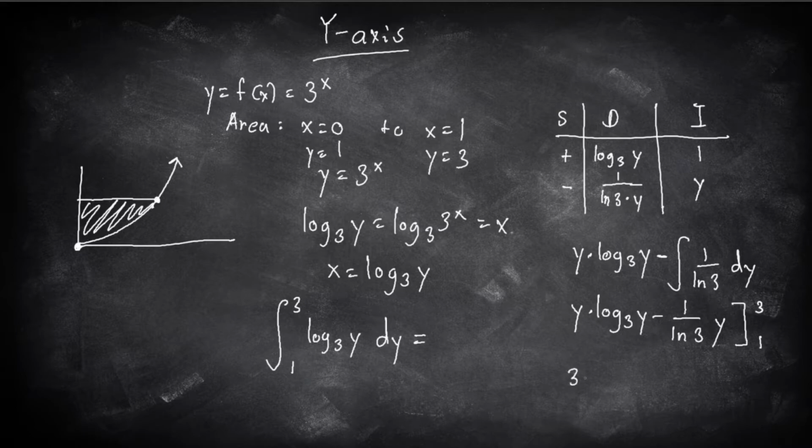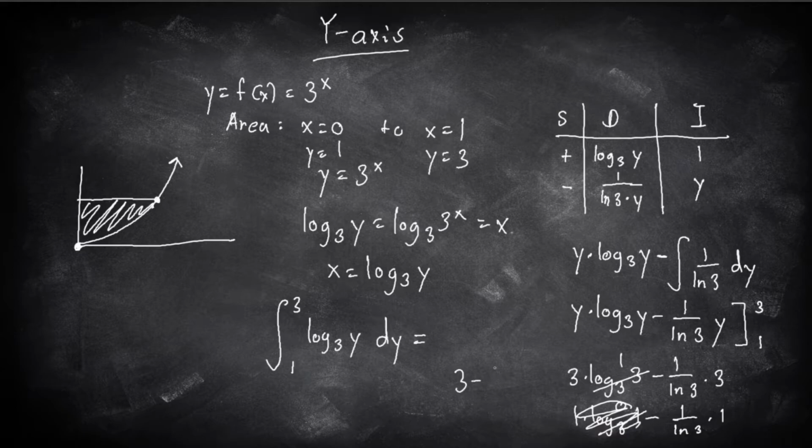Now if we plug in 3, that's 3 times log base 3 of 3 minus 1 over natural log of 3 times 3. When we plug in 1, that is 1 times log base 3 of 1 minus 1 over natural log of 3 times 1. Log base 3 of 3 is 1. Log base 3 of 1 is 0. So that means to cancel this thing out. So 3 times 1 is 3, minus 3 times 1 over natural log of 3, which is 3 over natural log of 3. And 1 times 1 over natural log of 3 is this, but it's negative. So this is negative 1 over natural log of 3. Now we're subtracting these two, so minus a negative, we're adding it.